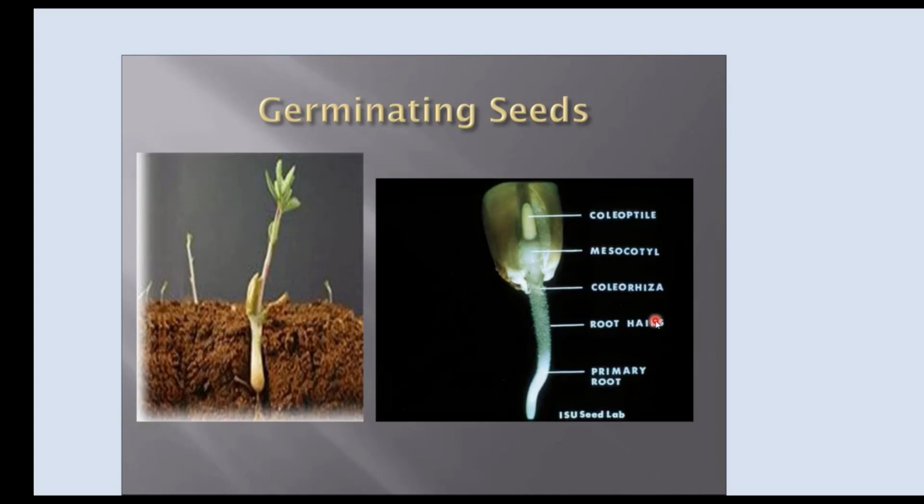Then also the germinating seeds. See the cotyledon, the root hairs, the primary roots, the coleoptile. This is just how the seed germinates underground and on the soil, and how the life cycle is modified or adapted.